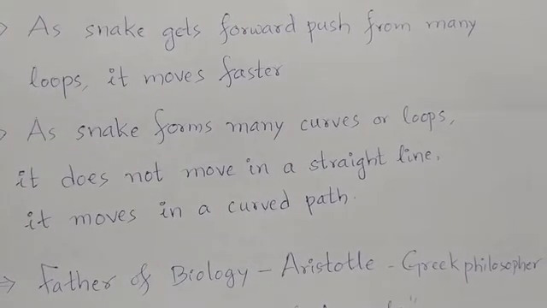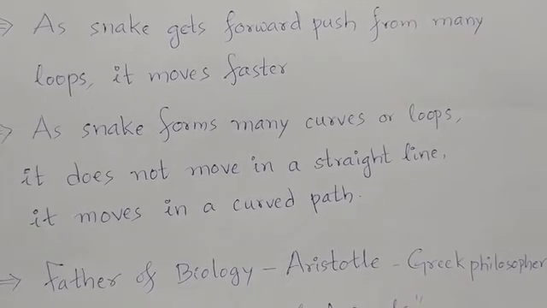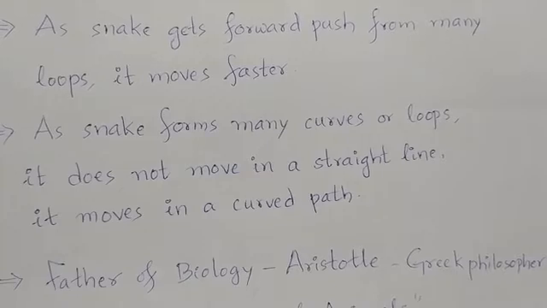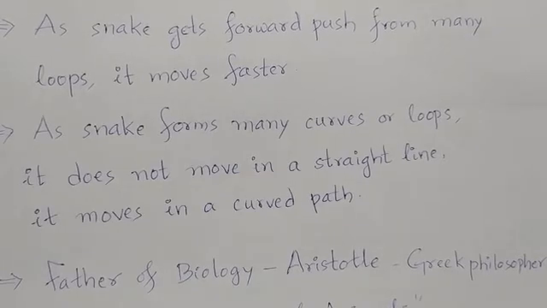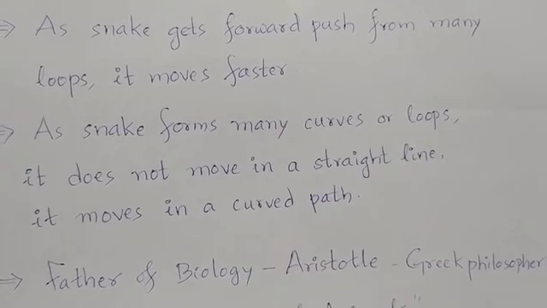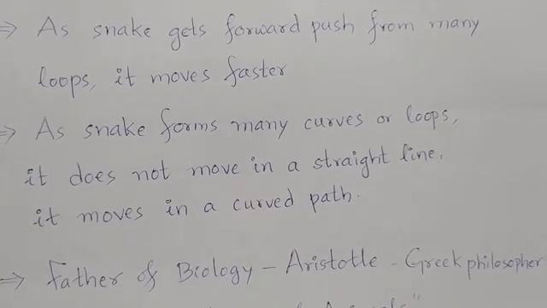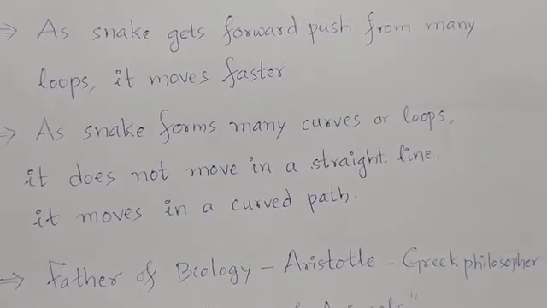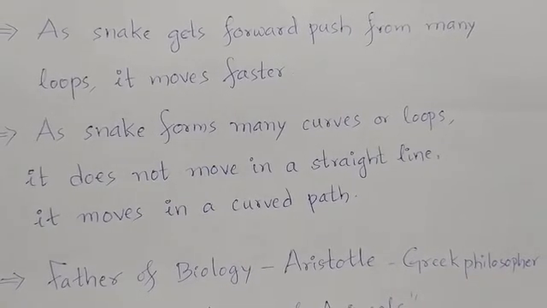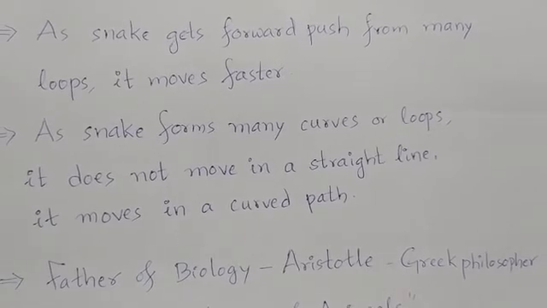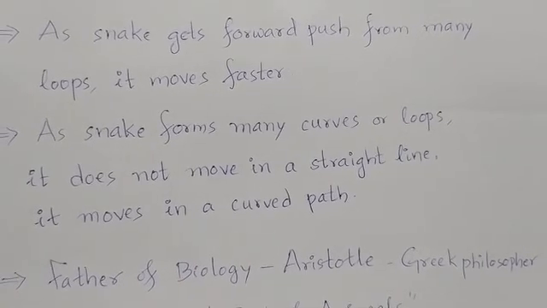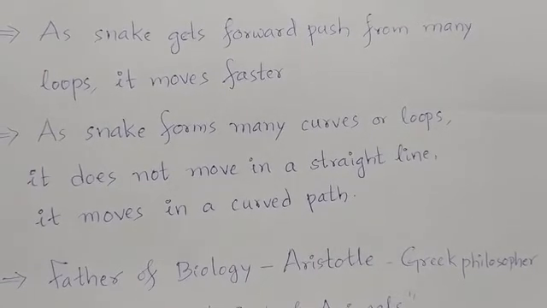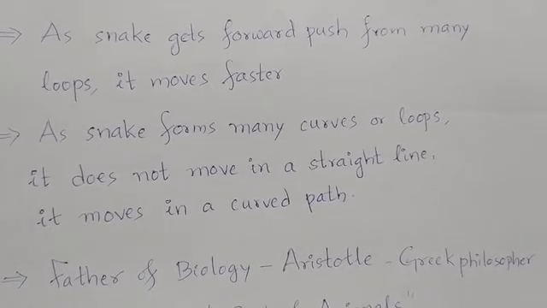Just now we have discussed that because of the long body of the snake, many loops are formed, and from every loop the snake is getting a forward push. As the snake gets a forward push from many loops, it moves faster.